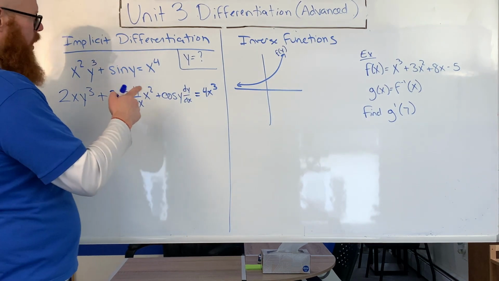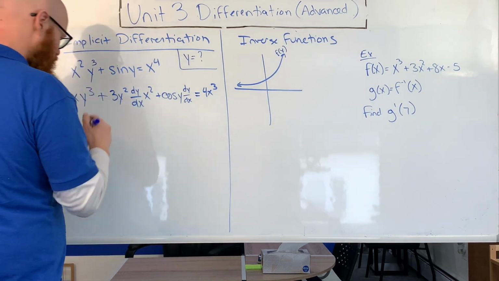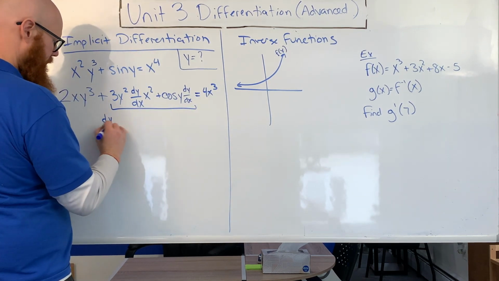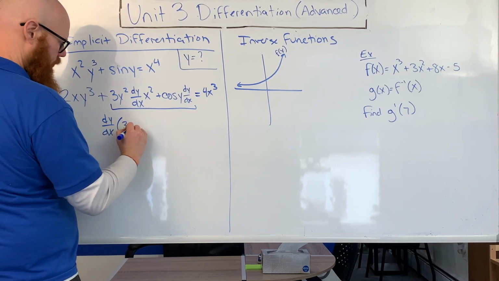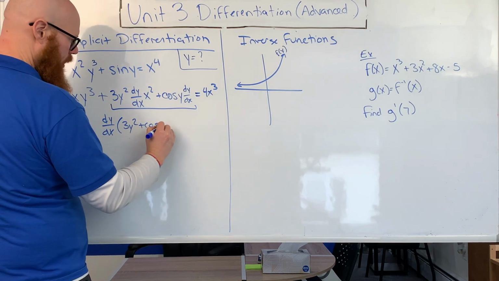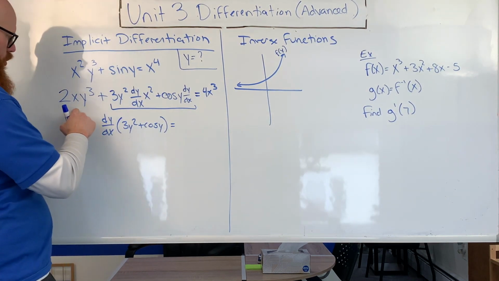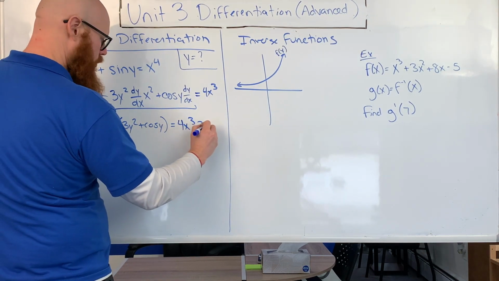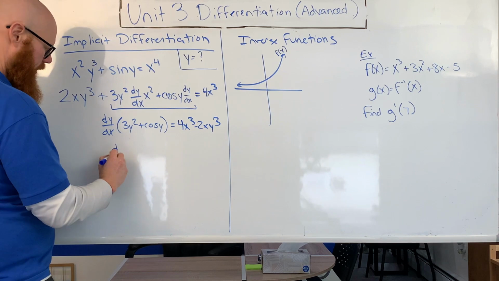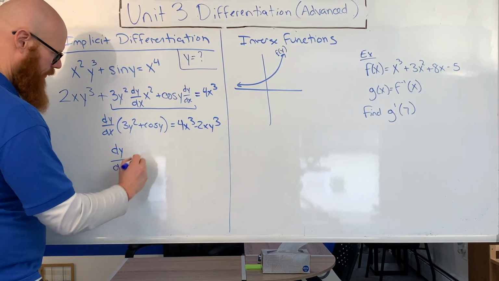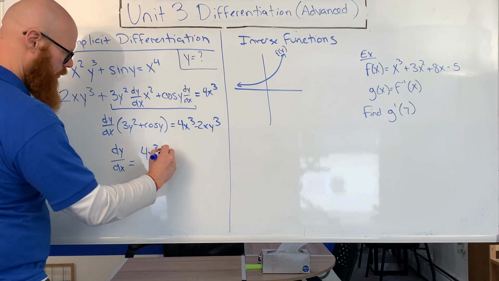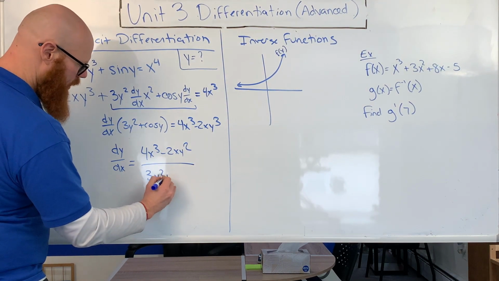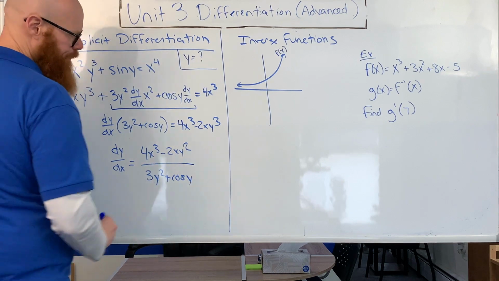So then, if we want to solve for dy dx, now it's just some algebra. I'm going to take these two terms, factor the dy dx out, and I get 3y squared plus cosine y. And then I'm going to bring this 2xy cubed over to the other side. So I get 4x cubed minus 2xy cubed. And finally, if I want to get dy dx by itself, I just divide. So I get 4x cubed minus 2xy squared over 3y squared plus cosine y.